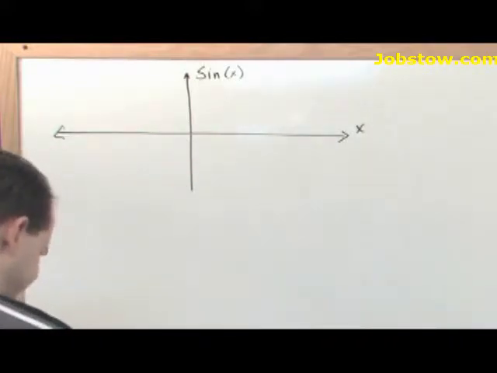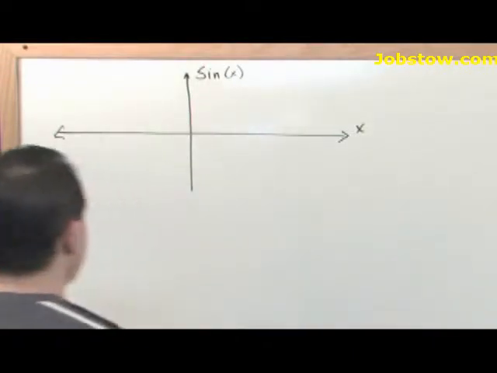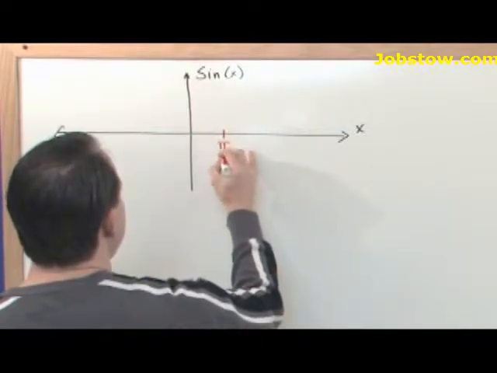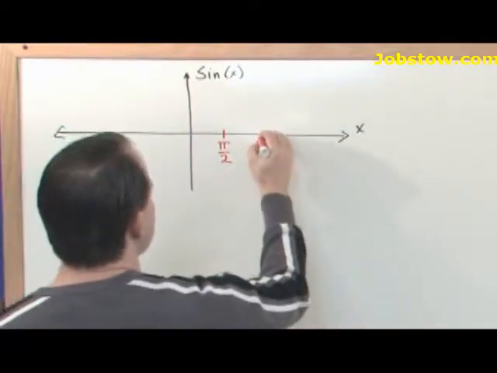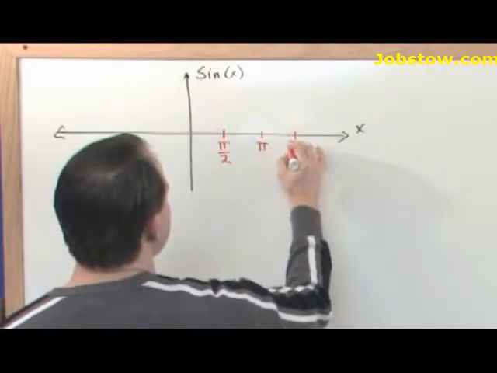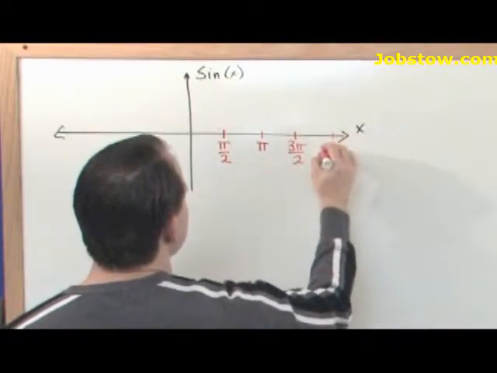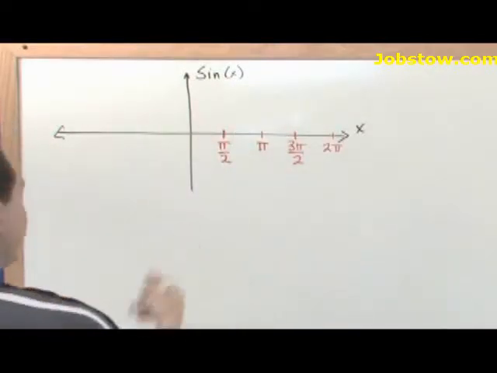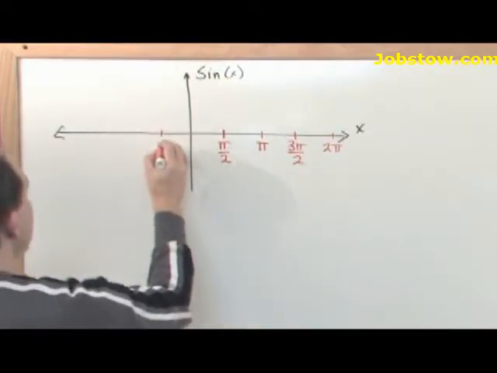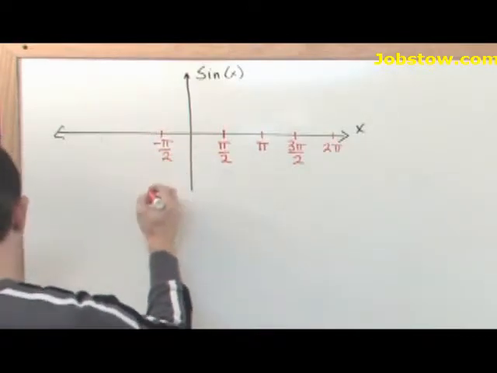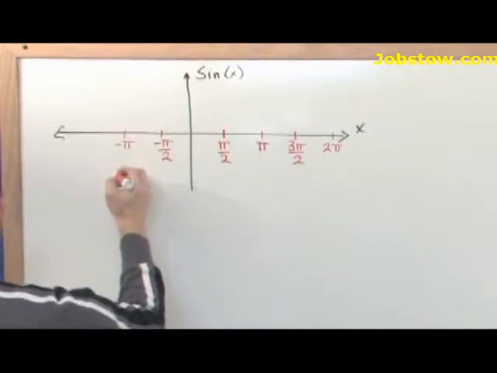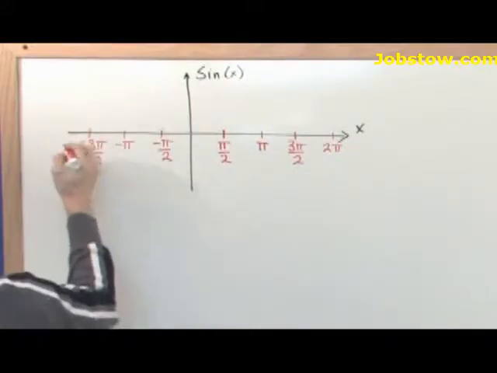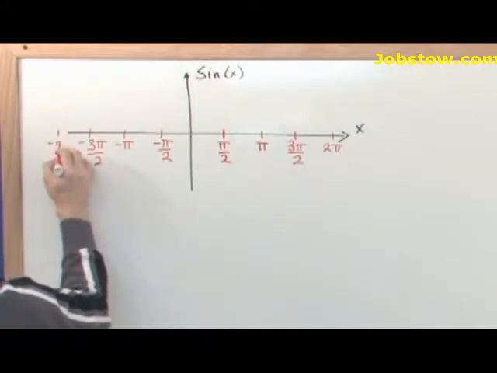So let's continue on. I'm going to switch colors here. This is something you probably should already know. You have pi over 2, pi, 3 pi over 2, and 2 pi. Okay, so one full circle, because 2 pi radians is a full circle if you recall. And on this side, we have negative pi over 2, and we have negative pi, and we have negative 3 pi over 2. And I'm going to go ahead and extend this over here, and we have negative 2 pi.